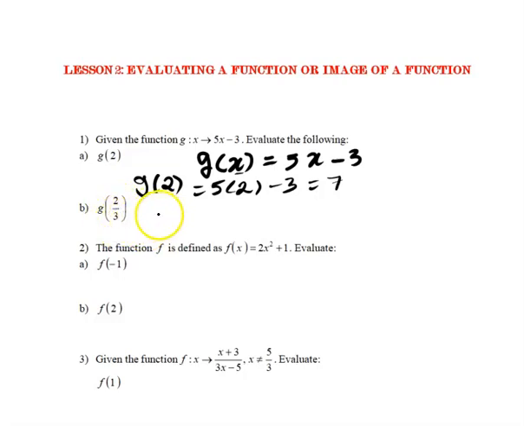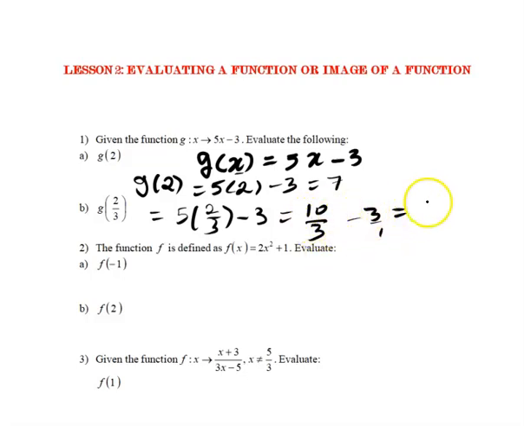g of 2 over 3 will be 5 into 2 over 3 minus 3. That's 5 times 2, 10. 10 over 3 minus 3, which gives us 10 over 3 minus 9 over 3, which gives us 1 over 3.